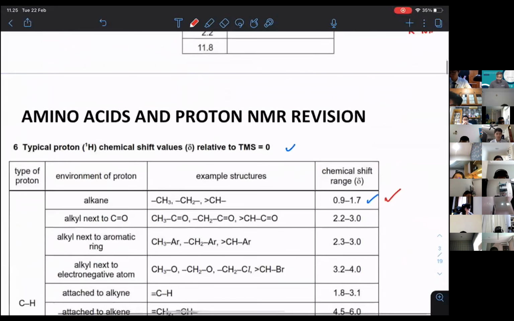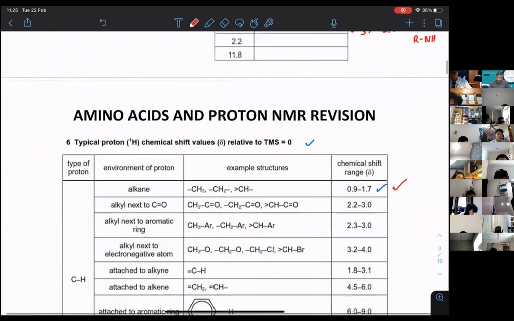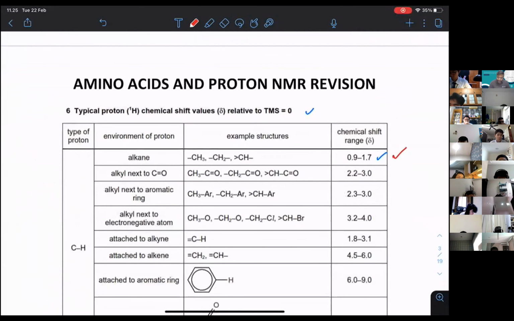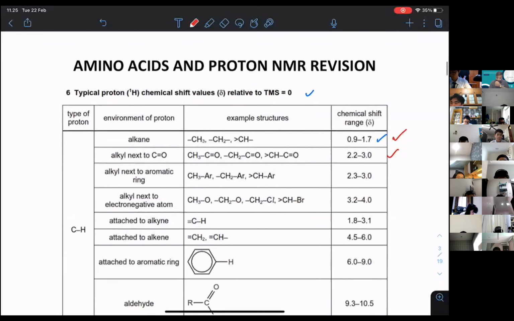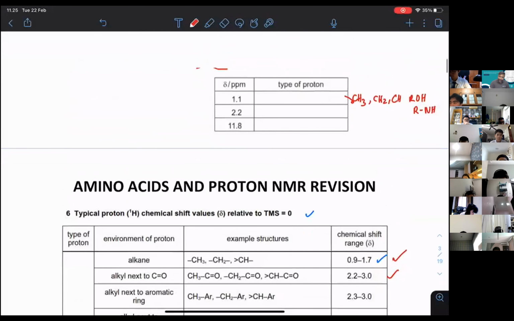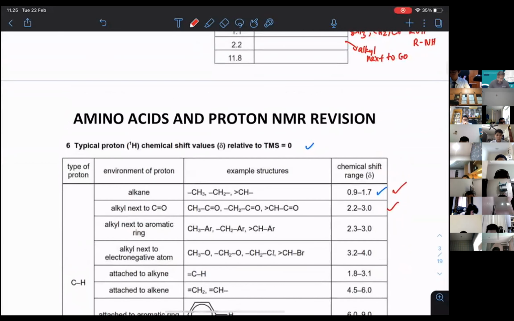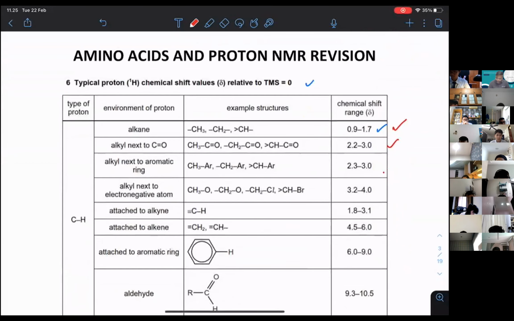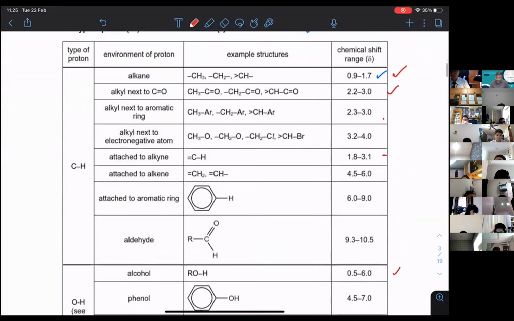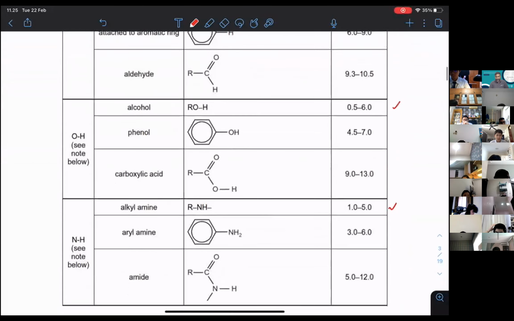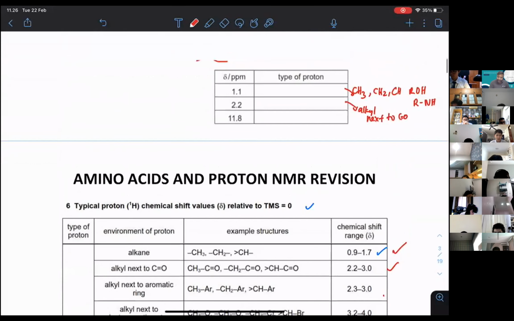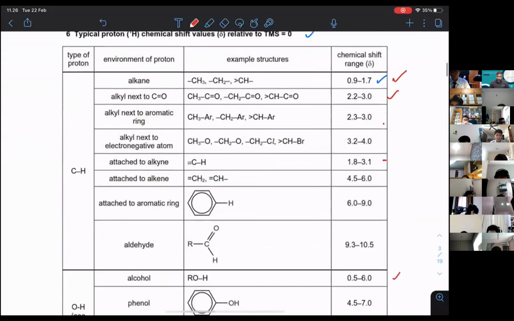Then 2.2. When I look at 2.2, I think I have the alkyl next to CO. Here is possible, here also possible. I think there are a lot of possibilities. So let's take the obvious one first. And then 11.8.